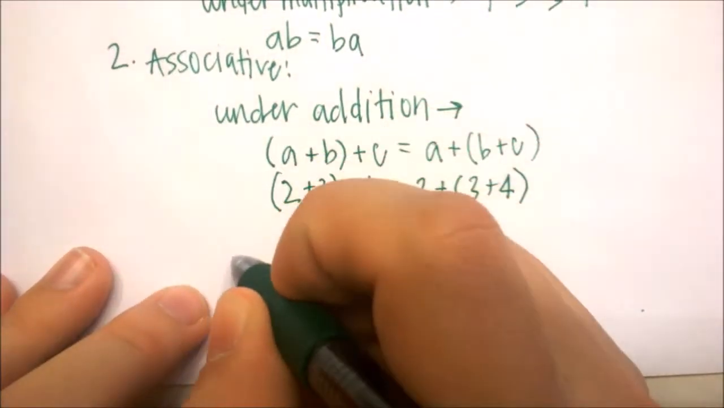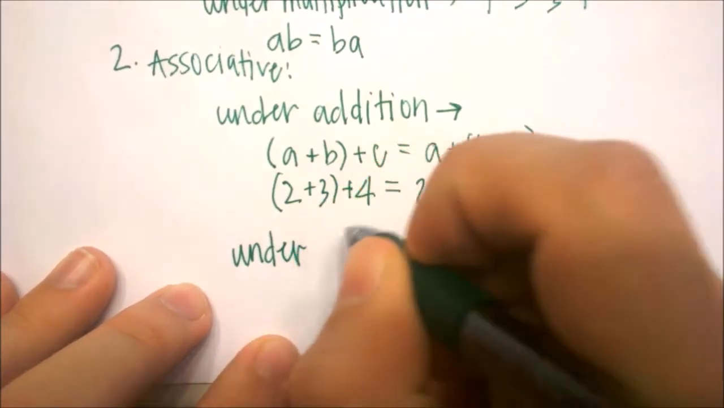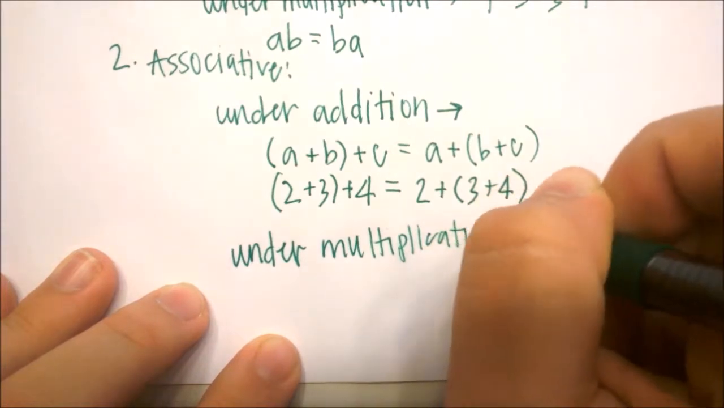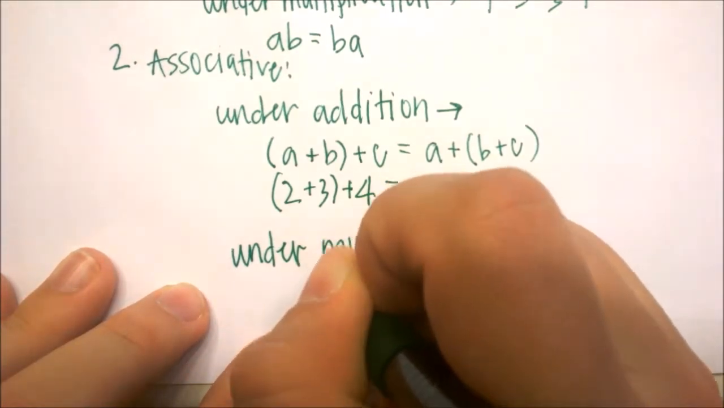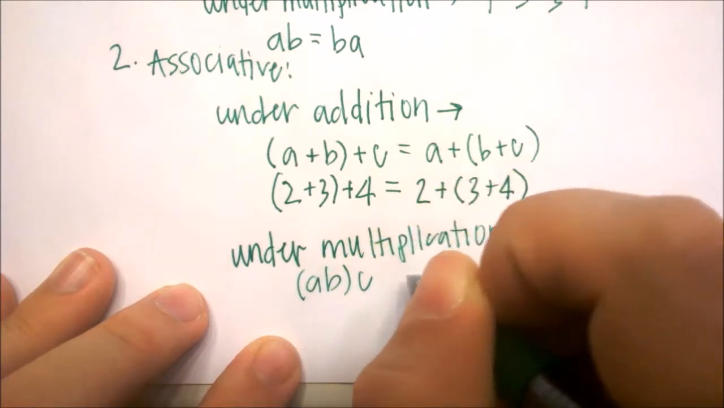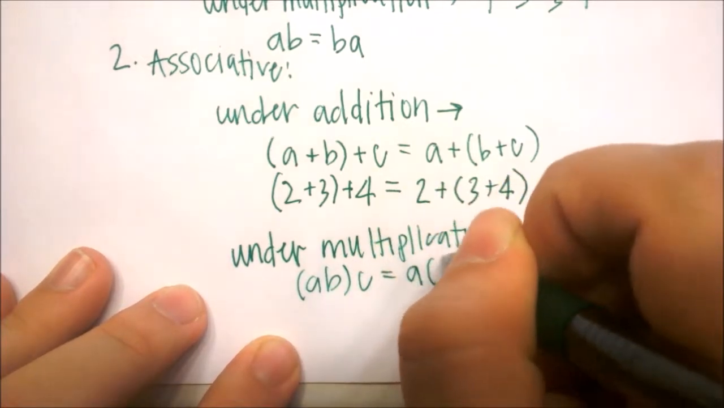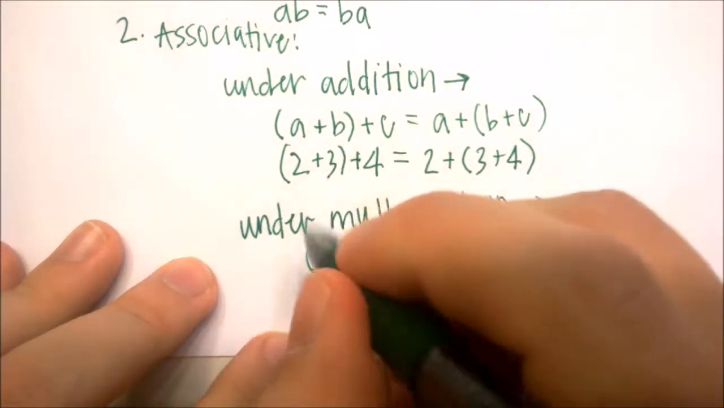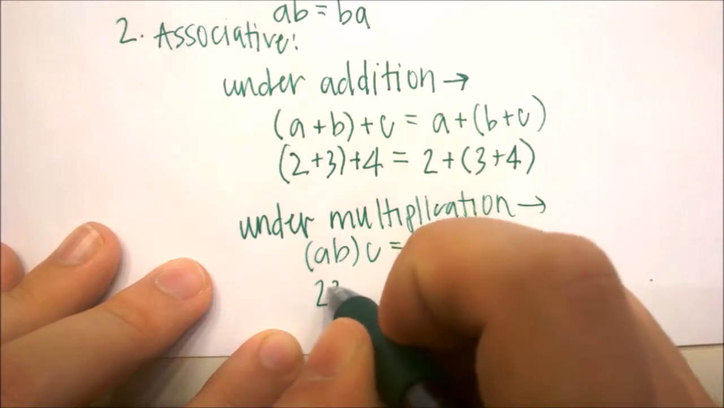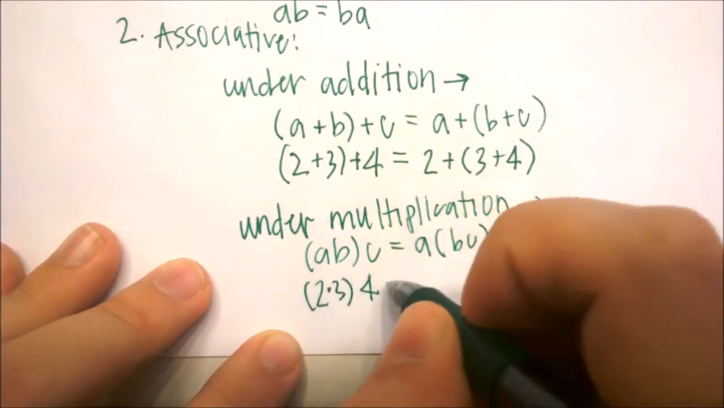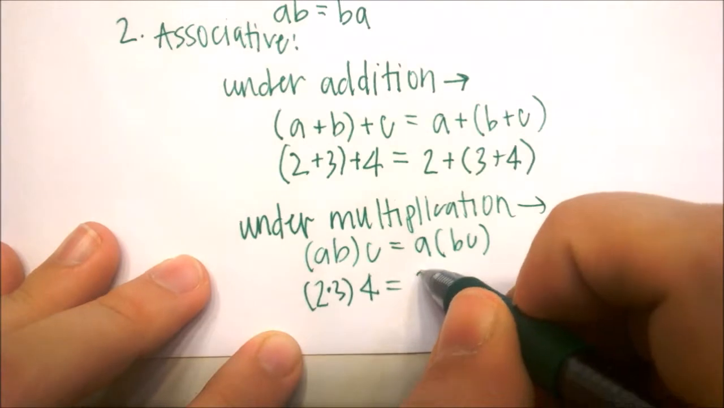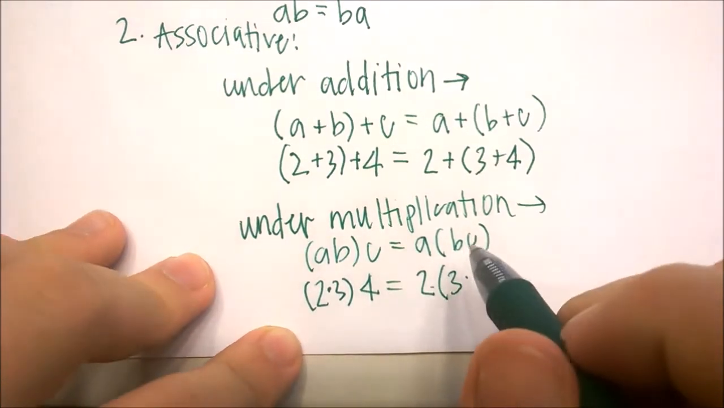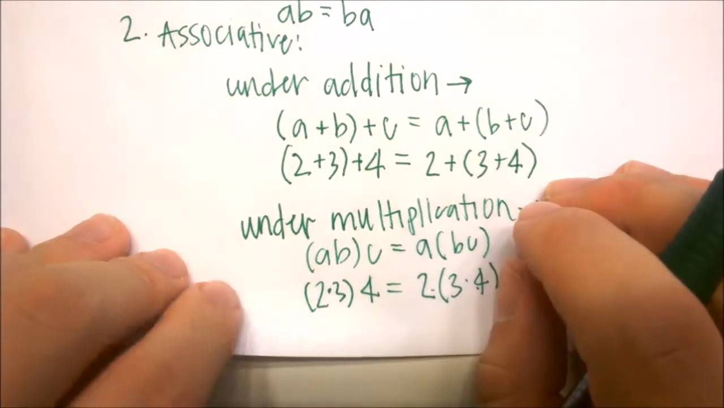We can similarly look at the operation multiplication and say we can multiply A and B first and then multiply C, or we can multiply A times B times C and we'll get the same result. So 2 times 3 is 6 times 4 is 24. Or we can say 2 times 3 times 4. 3 times 4 is 12, times 2 is 24. So we get the exact same result.